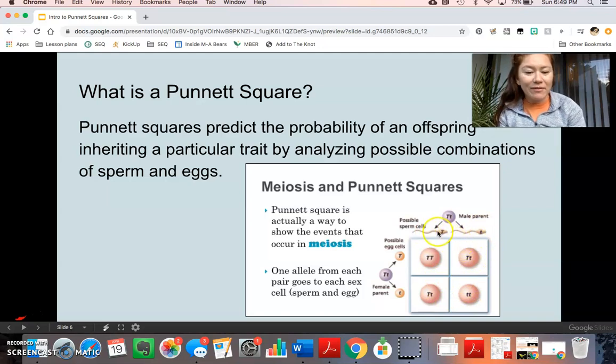And so that's why we have these single letters on the outside of the box, because they're representing the sperm cells or the egg cells. It doesn't matter if you put the male parent up top or on the side, just so long as they're going on the left and the top and not on the right and the bottom. So we've got single letters that will come together to form this double letter combo, and that's a possible outcome.